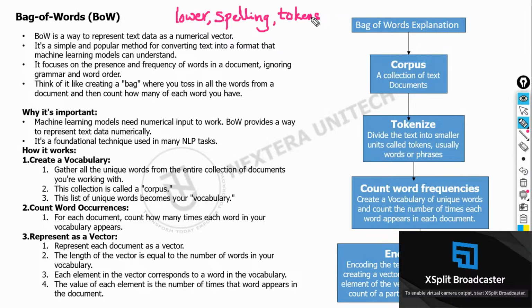Then what else did we discuss? We discussed parts of speech tagging, POS tagging. We discussed stopword removal. So stop words will be removed from the text. Then we also discussed stemming, lemmatization.